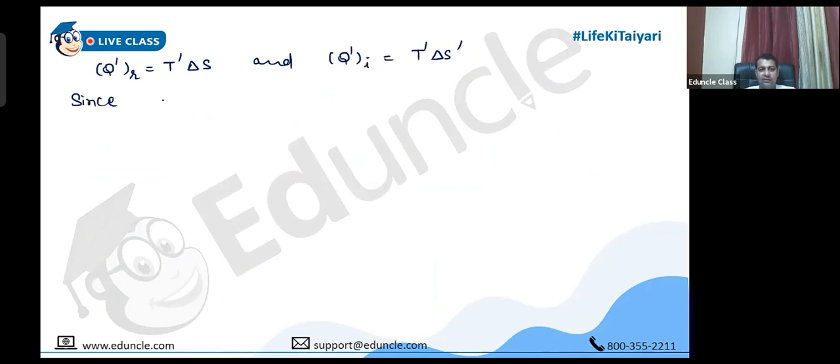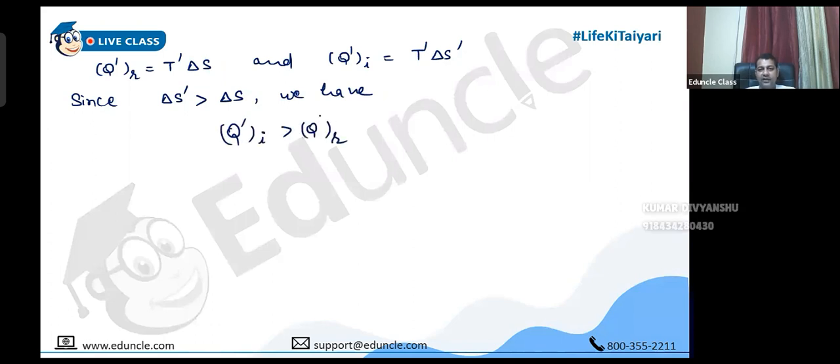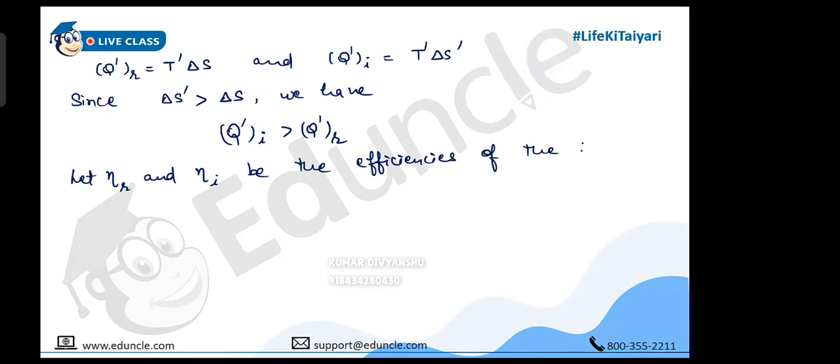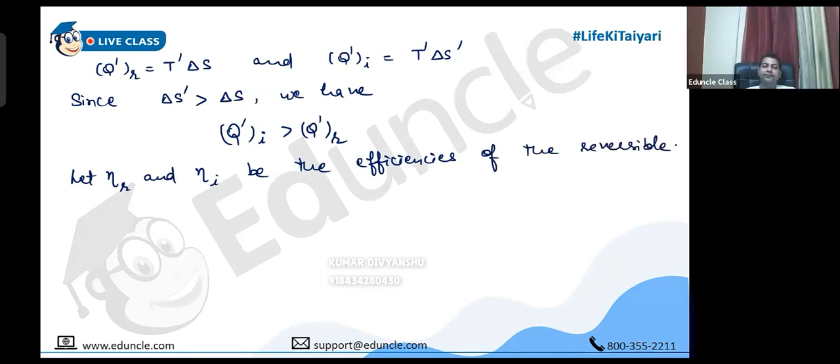Now since, because in reversible delta S dash equal to delta S, na? So both are same. And because delta S dash is greater, so Q dash I is greater than Q dash R. Now let eta R and eta I be their efficiencies. So whose efficiency will be greater? Eta reversible, na?